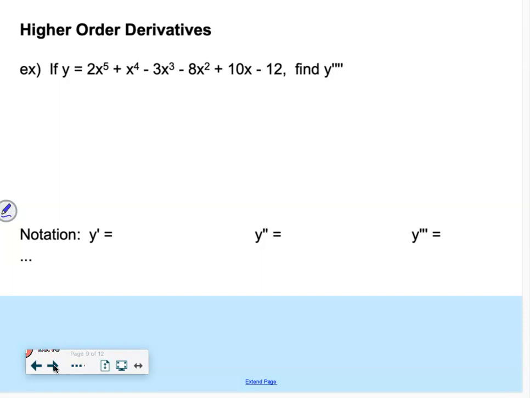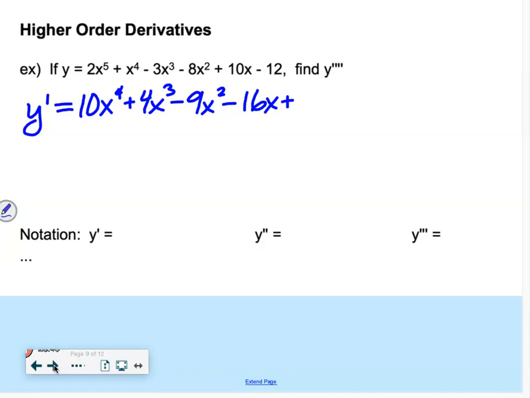All right, as a class, together, I want you to yell out what is the derivative. We're going to do term by term. So what's the derivative? 10x to the 4th plus 4x cubed minus 9x squared minus 16x plus 0. Done. That's y prime. Any questions on y prime?